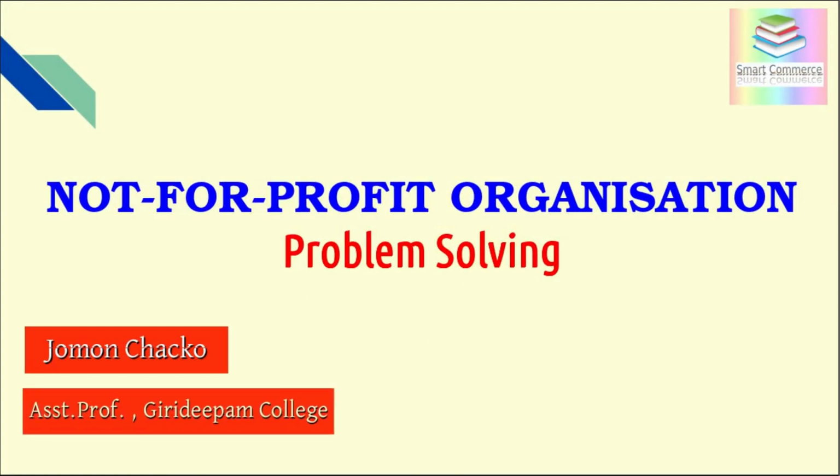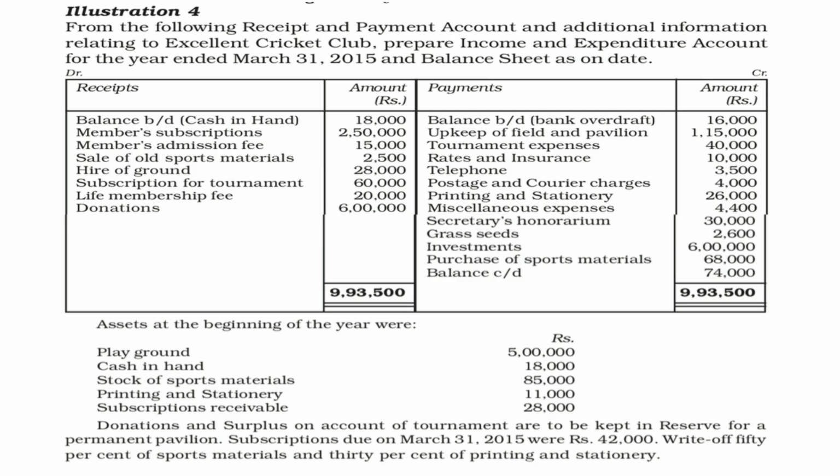Let's continue with discussing and doing the problems in the module Accounting for Not-for-Profit Organizations. Please take illustration 4 in your book. From the following receipt and payment account and additional information relating to Excellent Cricket Club, prepare the income and expenditure account for the year ending March 31st, 2015 and the balance sheet on that date.